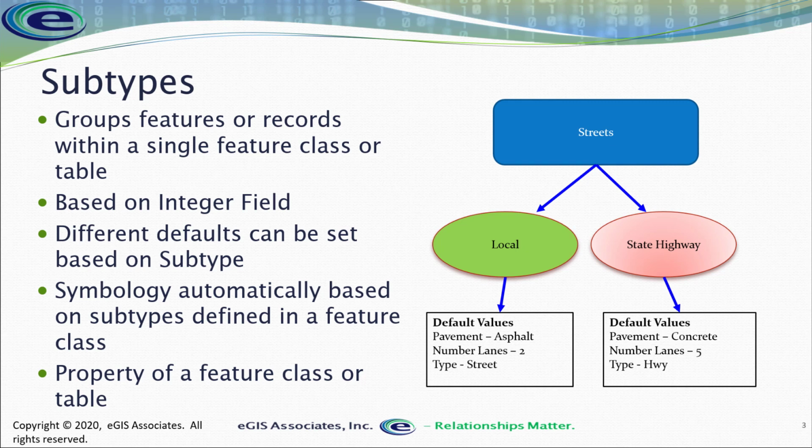And I should add, this also only works inside of a geodatabase. You cannot do this with shape files or CAD files or whatnot. This only works inside of the Esri geodatabase. So subtypes allow me to create these subcategories or classifications of features within a single feature class.